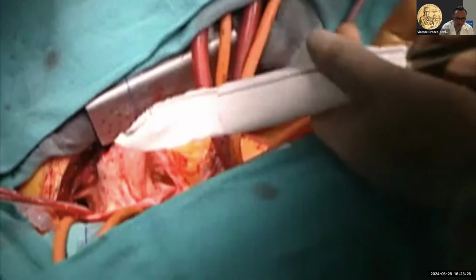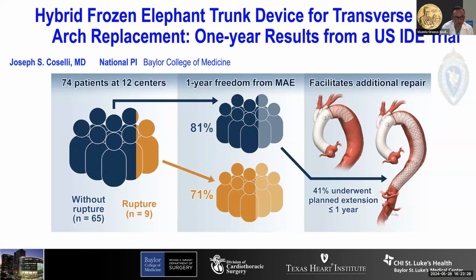And things have changed from this to the hybrid frozen elephant trunk, for which Dr. Coselli was the national principal investigator for Baylor with the Thoraflex device. The Thoraflex device has been used recently in Europe, but in the United States, I think a year and a half ago, it was approved by the FDA. So we are using this technique, for you guys who are in the OR with us. We're using more and more Thoraflex.